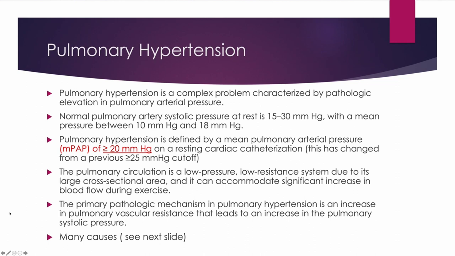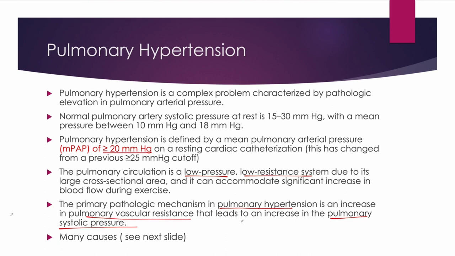I don't want to get too much into the pathophys because obviously we want to keep some distinction between ICM and pathophys. But I think it's important to understand how it happens. Just like I mentioned before, I like to get my pen out. Let's get my pen. Pulmonary circulation is a low pressure, low resistance system. Okay. And it can accommodate significant increase in blood flow, right? Especially during exercise. But during pulmonary hypertension, there's an increase in pulmonary vascular resistance, and it increases the pulmonary systolic pressure. So high pressure, the heart's having to pump against higher pressure in the pulmonary system.